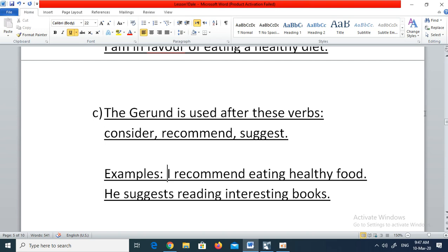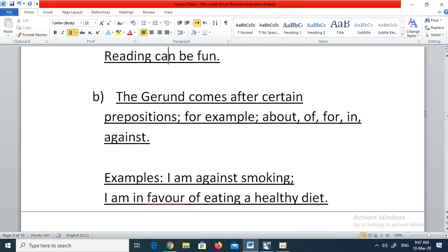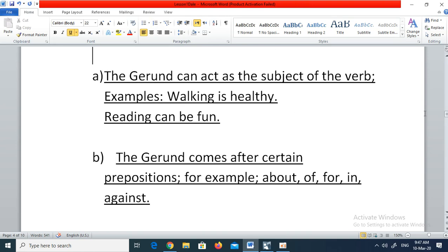So very simple. We can either use the gerund after those 3 verbs, consider, recommend, or suggest, or we can use the gerund after certain prepositions such as about, or of, or for, or we can use the gerund as the subject of our main verb.